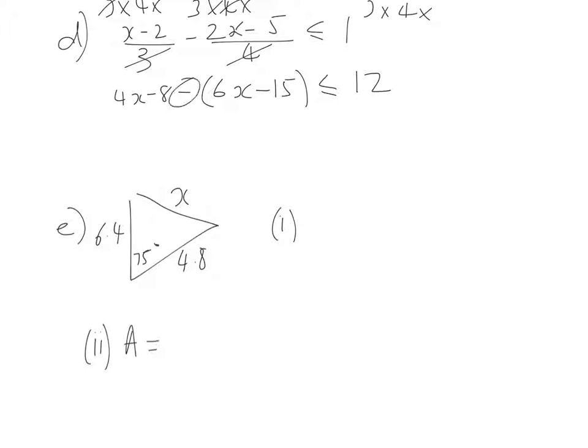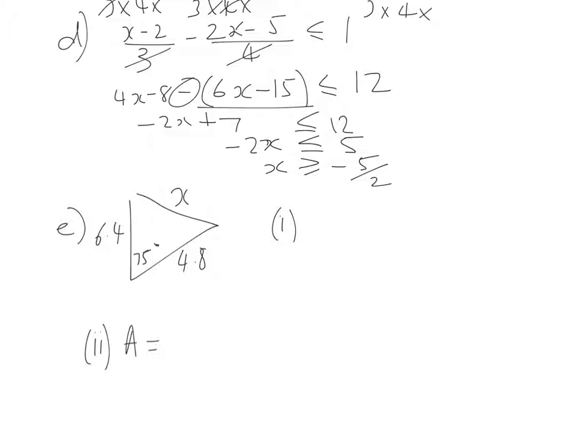Now remember, this minus is the big issue. I put the brackets there to keep it safe, but you don't actually have to, you just have to change the sign in the middle. So we have 4x minus 6x, which is minus 2x. We have minus 8 plus 15, which gets us plus 7. Negative 2x will be less than or equal to 5. We get to divide by negative 2 on both sides, so therefore we change the sign and we get negative 5 on 2.